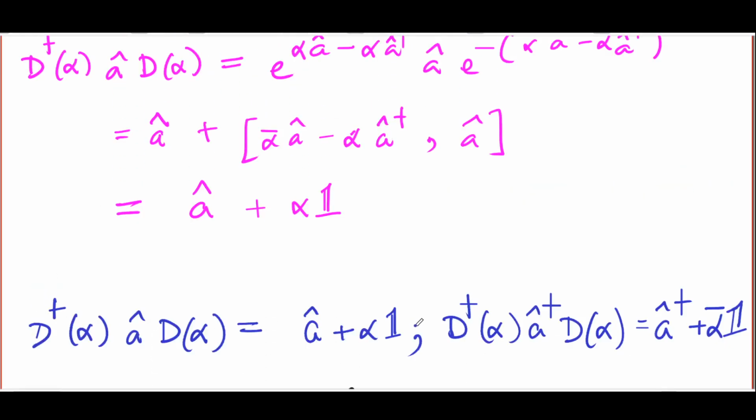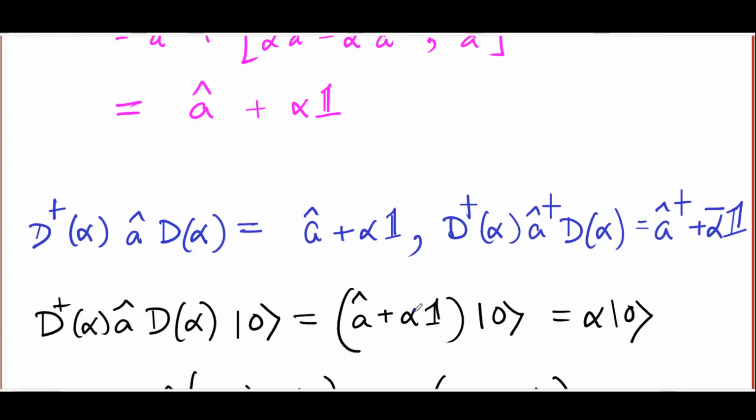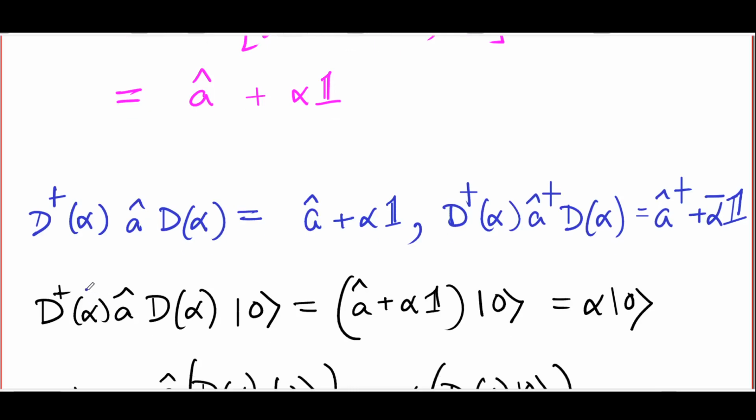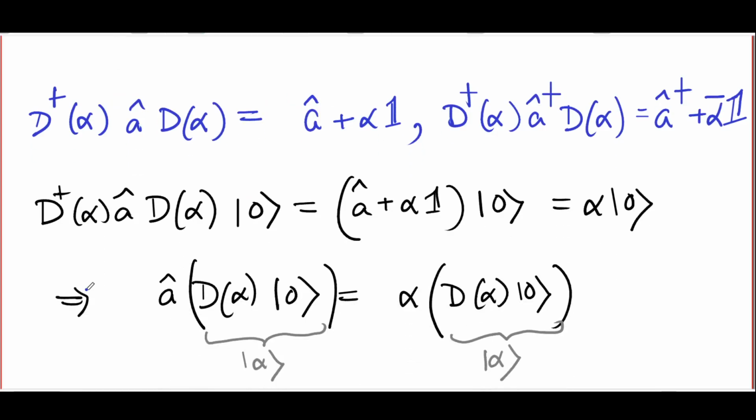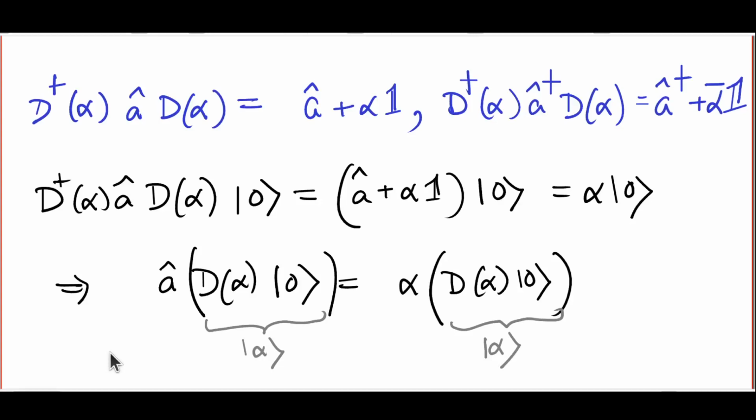If you take this expression and apply it on ket 0, what you are going to get is a hat plus alpha identity acting on ket 0, and since a hat kills ket 0 off, you are going to simply get alpha times ket 0. And remembering that d dagger alpha is actually the inverse of d alpha, you simply end up with this expression, which is nothing but the statement that the a operator acting on the state ket alpha is alpha times ket alpha. There are many other interesting applications of this displacement operator d alpha.